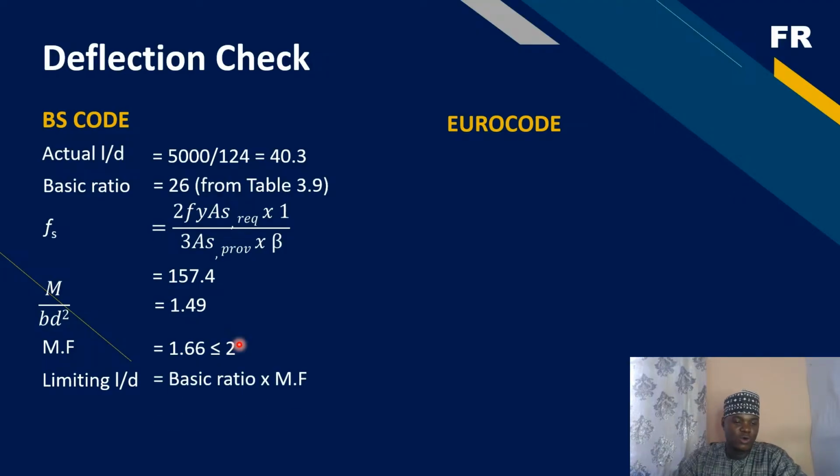So what we need to determine now is the limiting basic ratio. The limiting ratio is equal to the basic ratio times the modification factor. This is the modification factor. Our basic ratio is 26. So this value must be higher than the actual.